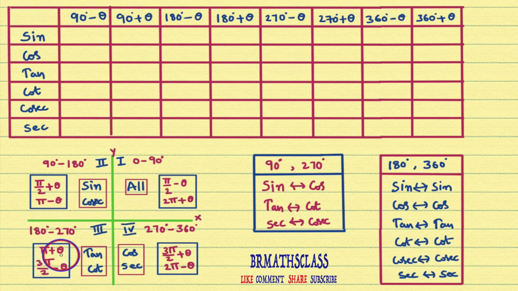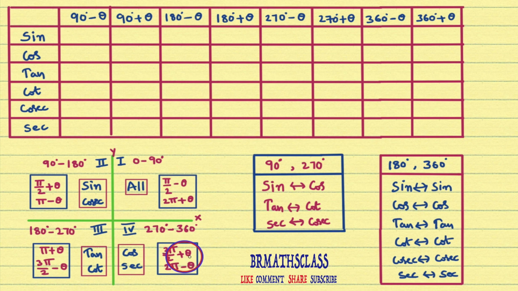Pi plus theta, here theta is an acute angle, pi plus theta means greater than 180 degrees. We know that the third quadrant range is 180 to 270 degrees. So pi plus theta lies in the third quadrant. 3 pi by 2 means 270 degrees. 270 degrees minus theta means less than 270 degrees, so it will be in the third quadrant only. So pi plus theta and 3 pi by 2 minus theta lie in the third quadrant.